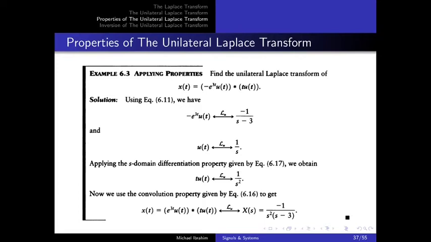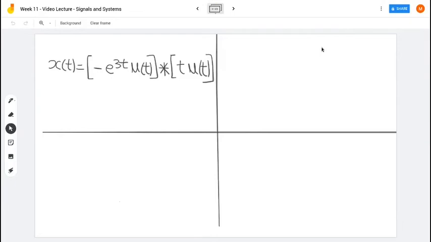So in this example, we have a signal x of t, which is defined as a convolution between minus e to the 3t times u of t and t times u of t. And we need to find the unilateral Laplace transform of x of t. We need to find X of s. So let's move to our whiteboard over here. And as you can see, we have x of t defined as a convolution between t u of t and minus e to the 3t u of t.